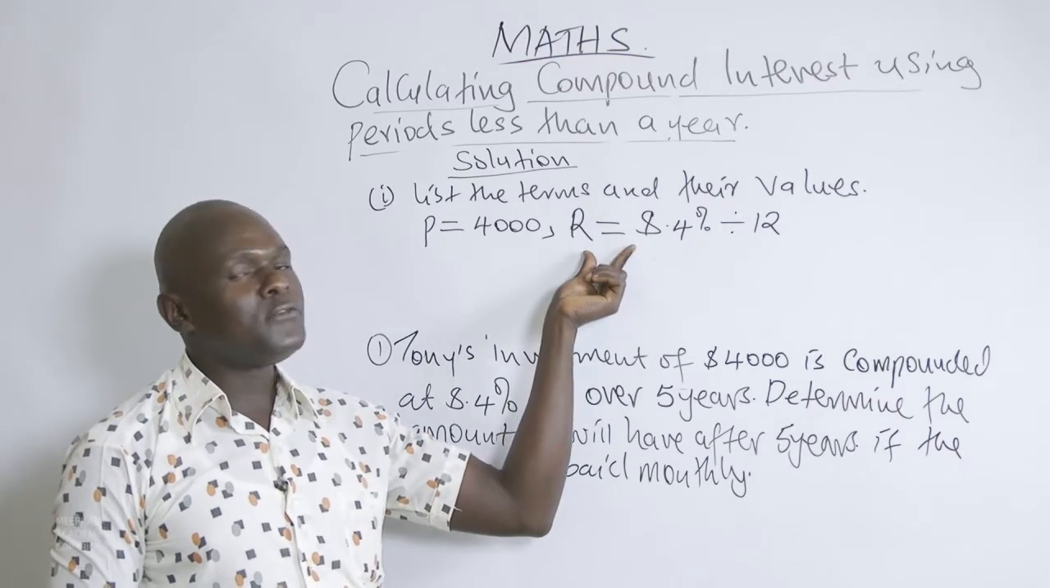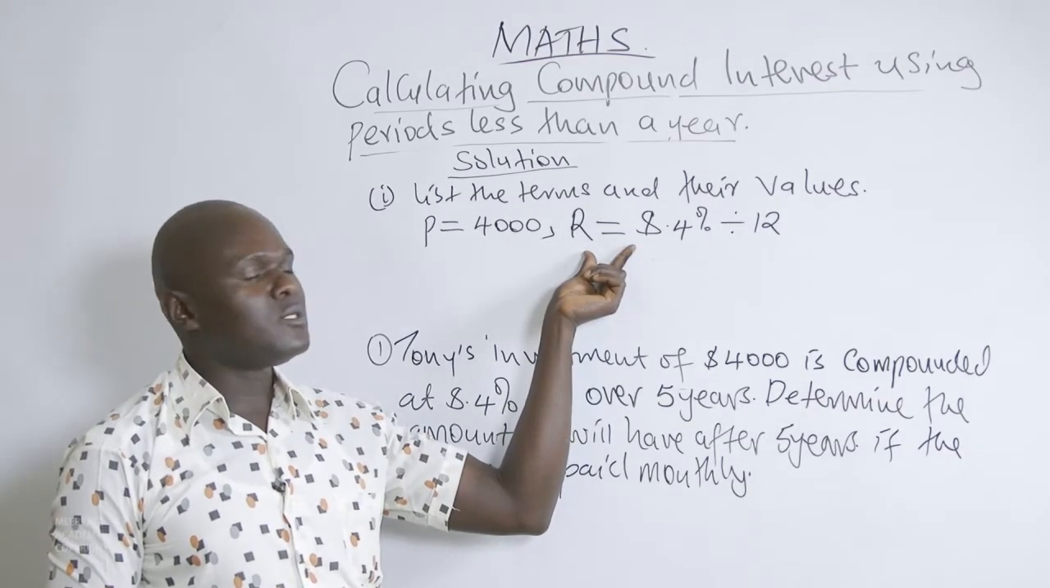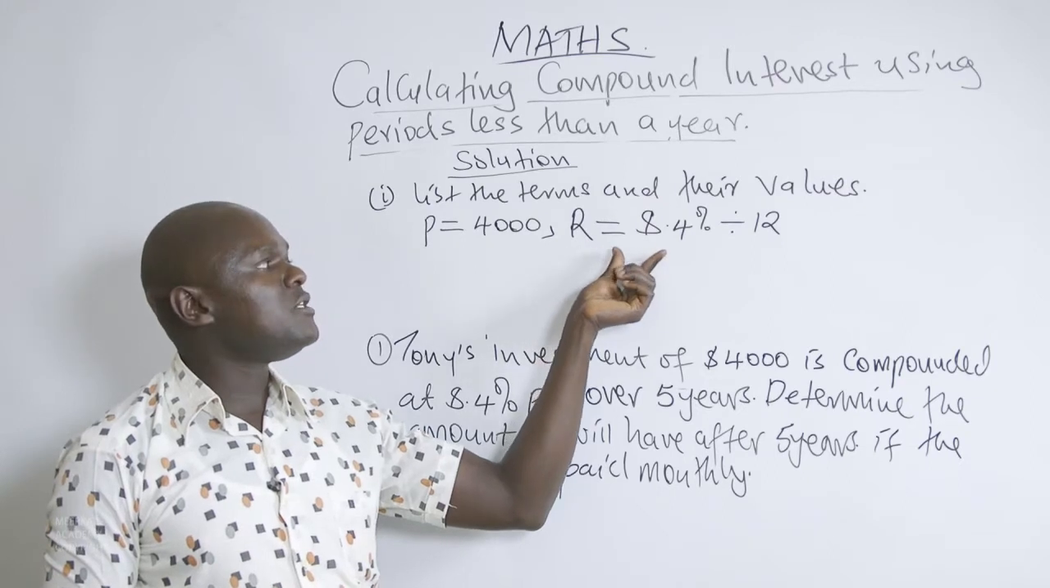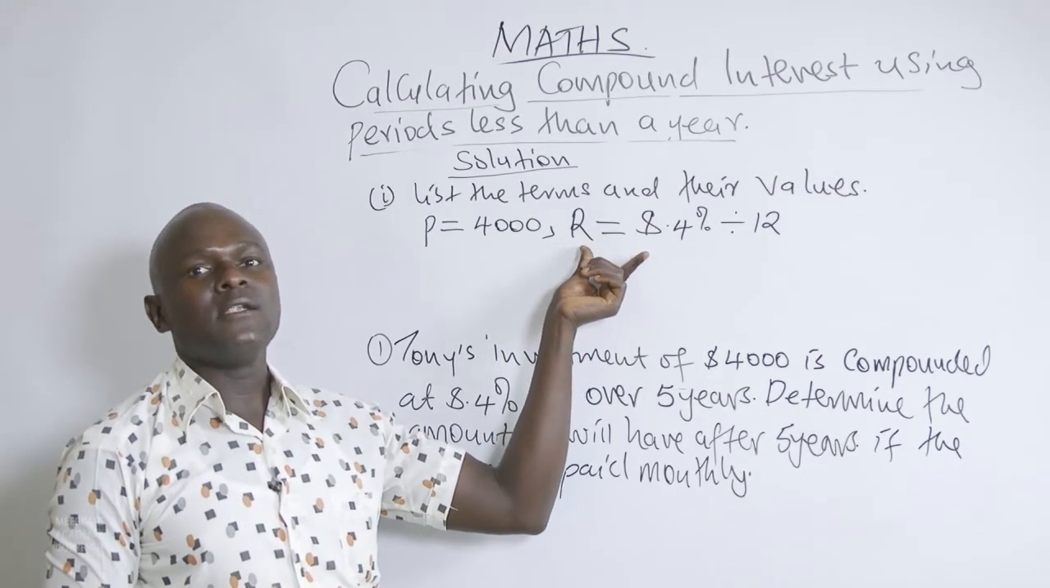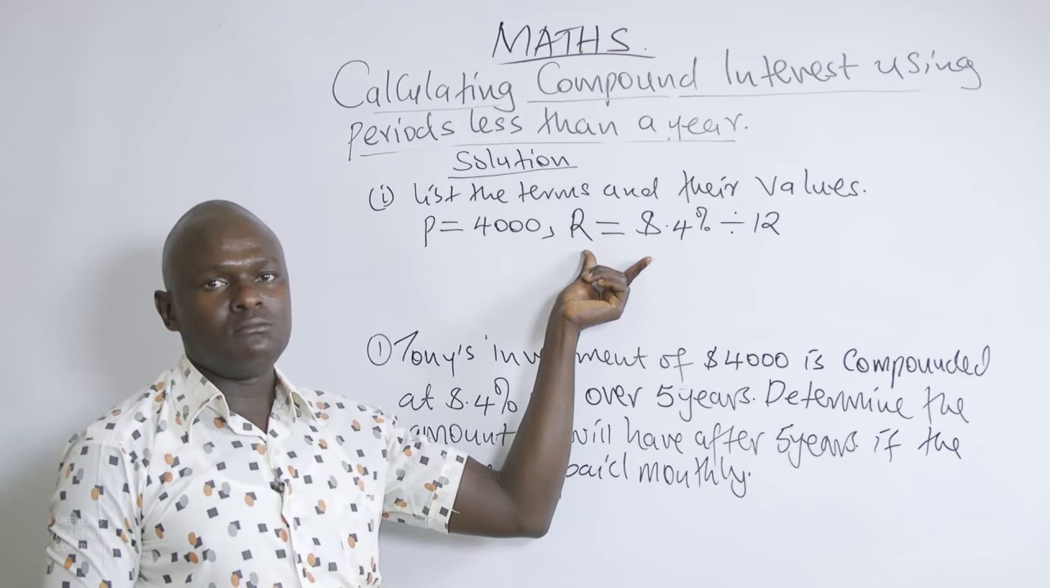Again, these rates, before we feed them into the compound interest formula, we also need to make sure that our rates are in decimal form.